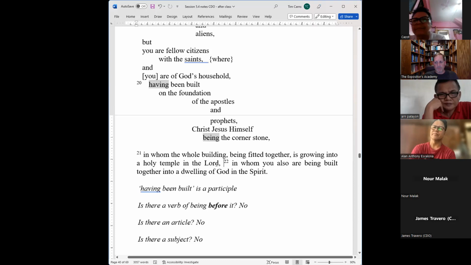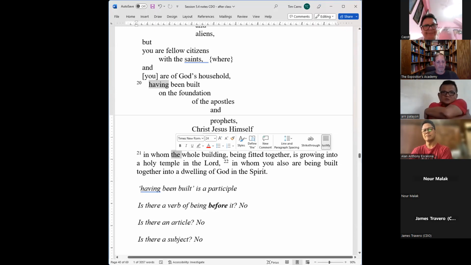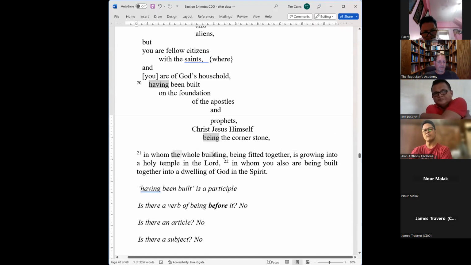Let me ask you, verse 21. Do you see any possible participles? Building. Okay. And then we ask, do you see an article in front of it? Well, notice here, the whole building. The "the" is modifying building. So building is a noun here. So it's not a participle. Okay, any other possibilities?